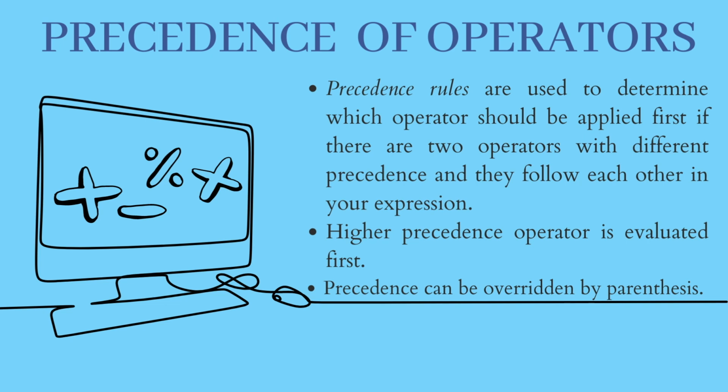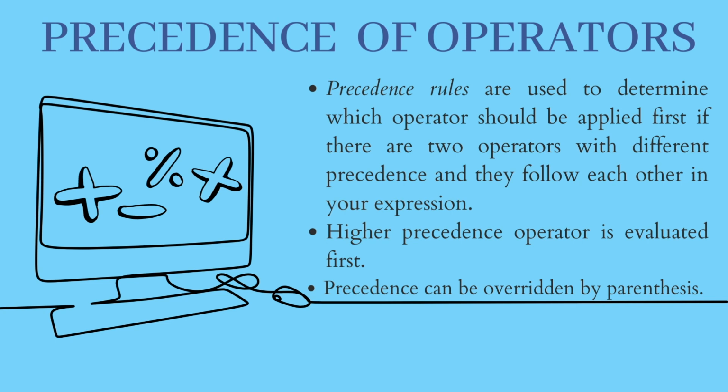So now let us understand precedence rules. Your precedence rules are used to determine which operator should be applied first if there are two operators with different precedence and they follow each other in your expression, right? And usually the higher precedence operator is evaluated first, right? But it can be overridden by the parentheses, right?